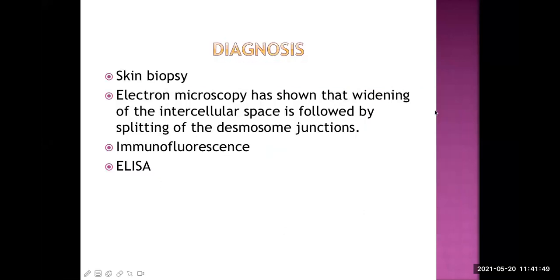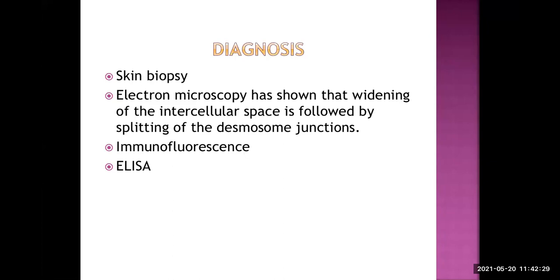Now, diagnosis is mainly clinical, but we can go for other investigations like skin biopsy and histopathology. If we see those superficial vesicles in the epidermal area, then the diagnosis is almost confirmed. If an electron microscope facility is there, then we can go for that investigation. It will show widening of the intercellular space, followed by splitting of the desmosome junction. This is a very detailed type of investigation. Immunofluorescence study can be done.